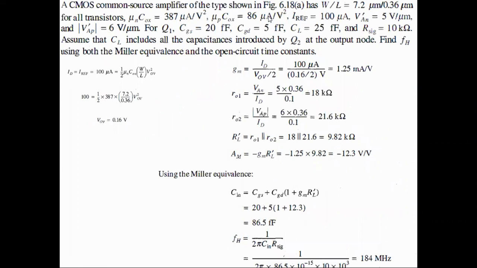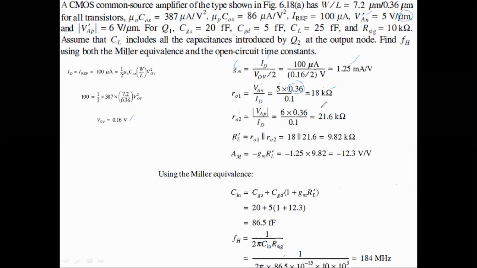Now let me go to the problem. First I should calculate the overdrive. Substituting in this expression, overdrive equals 0.16 volts. gm equals ID divided by overdrive by 2, which is 1.25 milliamperes per volt. ro1 is 18 kilo ohm. VAn dash is given, so we have to substitute for VAn. VAn equals VAn dash into L. Why do we have to multiply here? The voltage will be in volts, and here micrometer is there, so we have to multiply with L to remove this part.